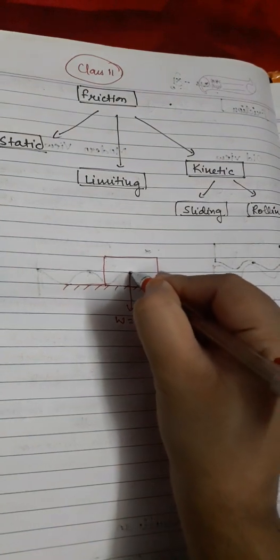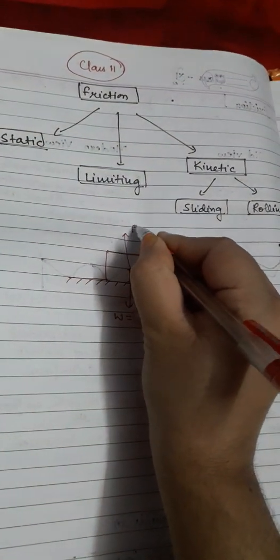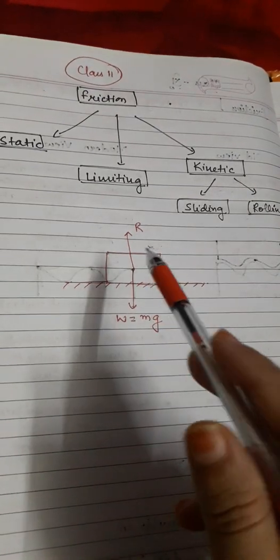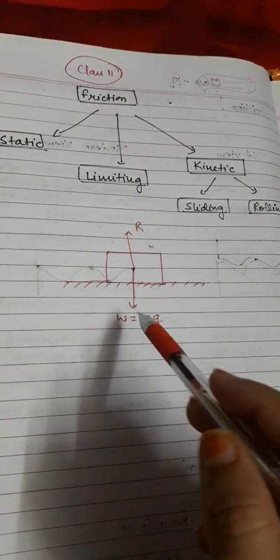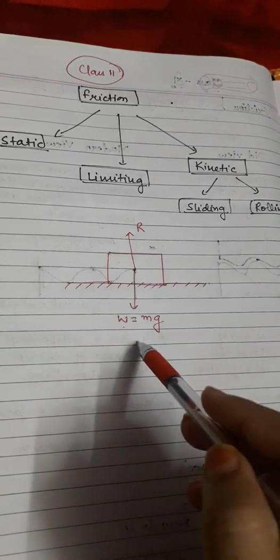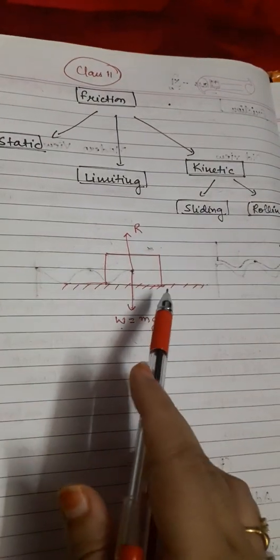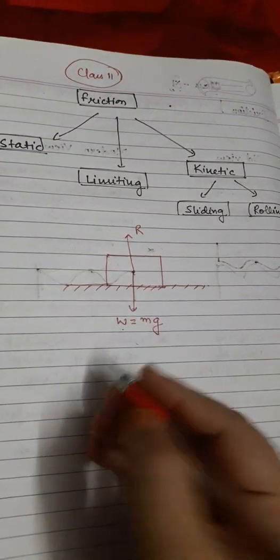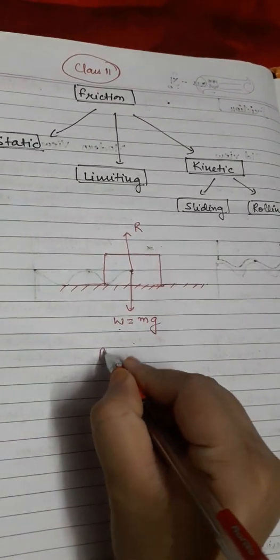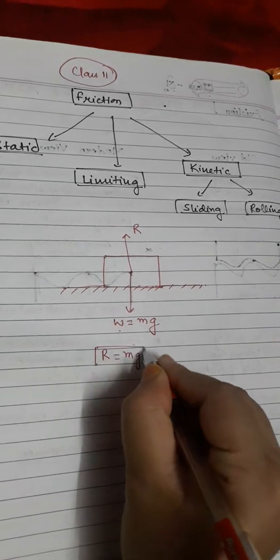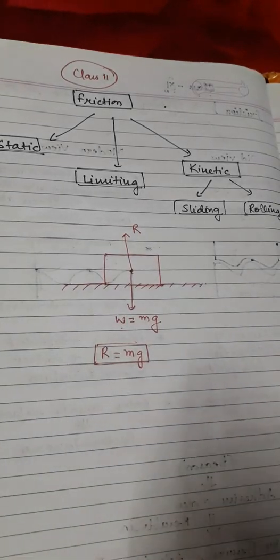In terms of reaction, that is R. When a body is in the state of rest, the two forces acting on it are equal and opposite. One is the weight acting downward, and the other is the reaction that the body is getting from the surface. So when the system is at rest, the reaction R equals mg, which we have already studied in this chapter.